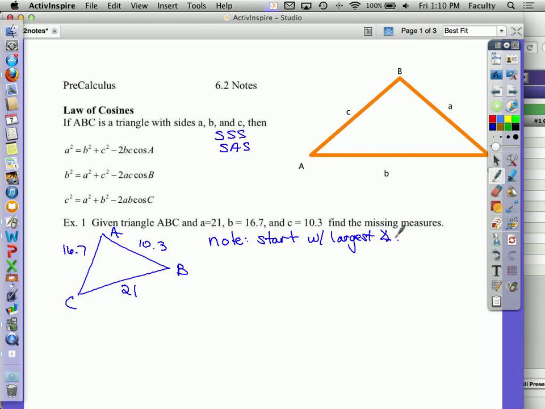So, which angle will I start with here? I'm going to do A. So this is going to be 21 squared equals 16.7 squared plus 10.3 squared minus 2 times 16.7 times 10.3 cosine A. So we're starting with A because it's the largest angle.